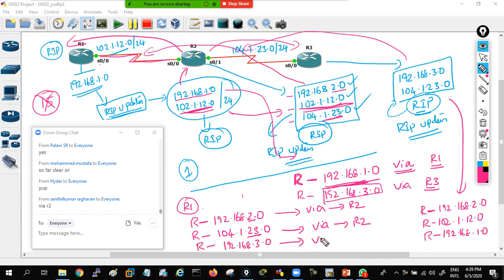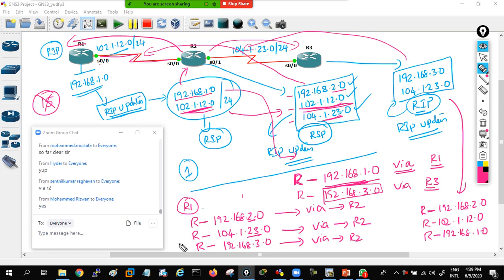192.168.3.0 network is learned from router 2. Guys, everybody understand this? Say yes or no. If you are okay, then I'll go to the configuration part. Say yes or no, everybody. This is how the routing protocols are going to work.